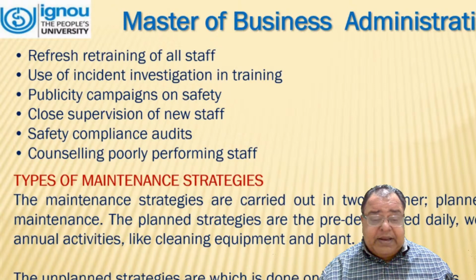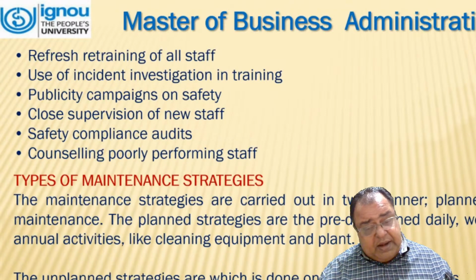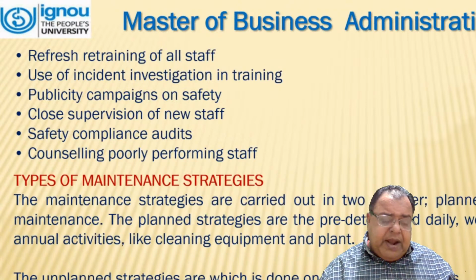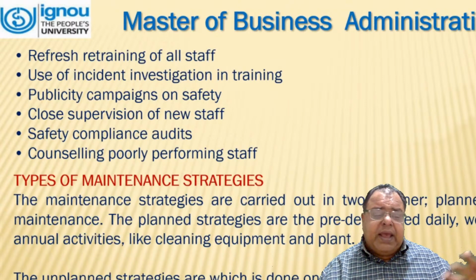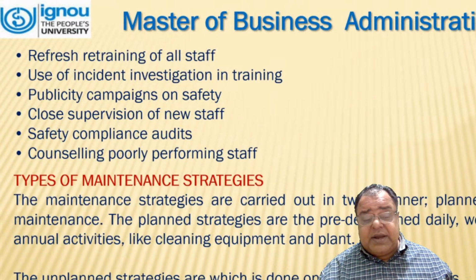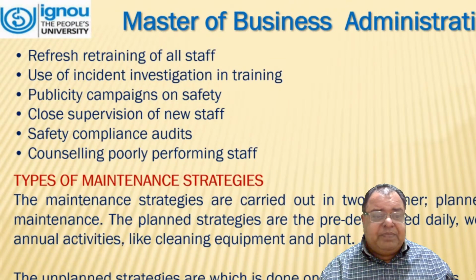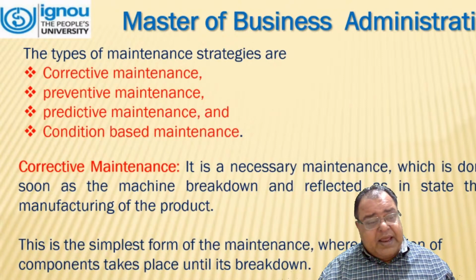What are the types of maintenance strategies? The maintenance strategies are carried out in two manners: planned and unplanned maintenance. The planned strategies are the predetermined daily, weekly, monthly, and annual activities like cleaning equipment and plant. The unplanned strategies are done on an emergency basis or when a fault arises. The types of maintenance strategies are corrective maintenance, preventive maintenance, predictive maintenance, and condition based maintenance.